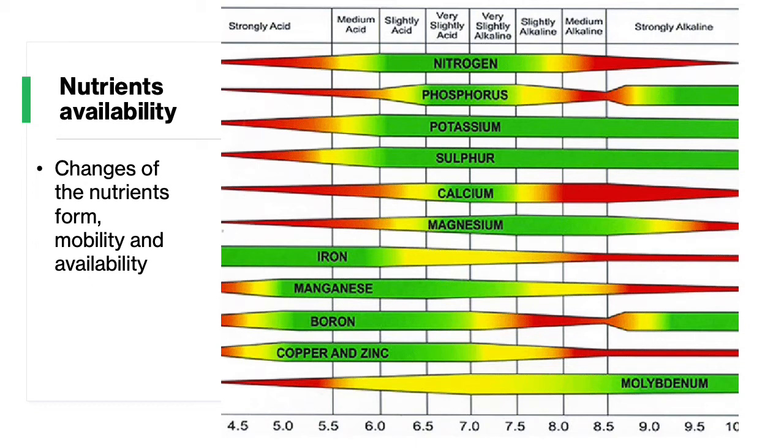If you refer to the graph here, you can see that the macronutrients nitrogen, phosphorus, potassium, sulfur, calcium and magnesium are within the range of pH 6 until 8 of the soil. During this range, these nutrients become more available for plant uptake. However, micronutrients are preferred at the more acidic range of soil pH.